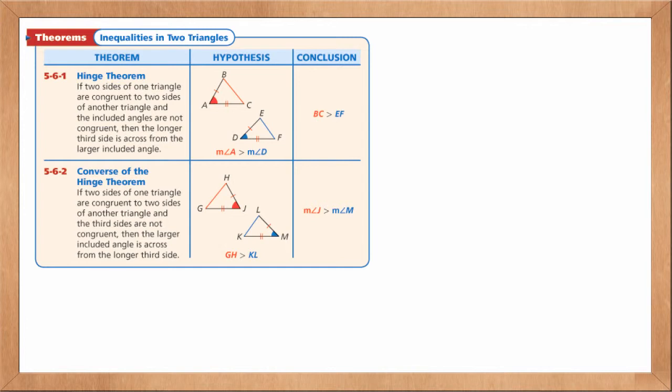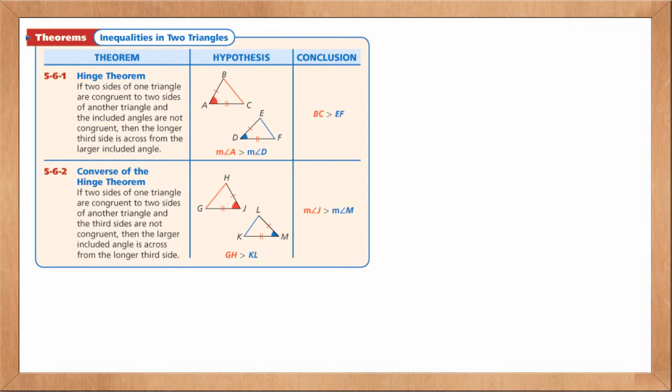So look at the picture under hypothesis with me for 5.6.1. We know that segment AB is the same as segment DE. That's given. We also know that segment AC is congruent to segment DF. That's given. A is an included angle, and it is larger than angle D. That's given. So the Hinge theorem concludes, therefore, that segment BC must be larger or greater than segment EF.